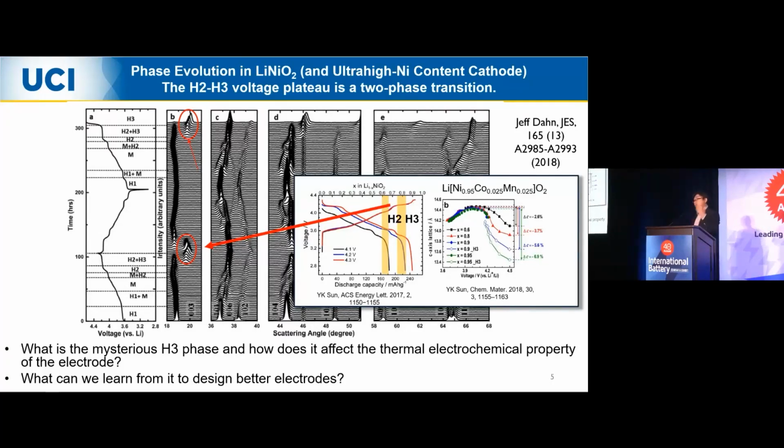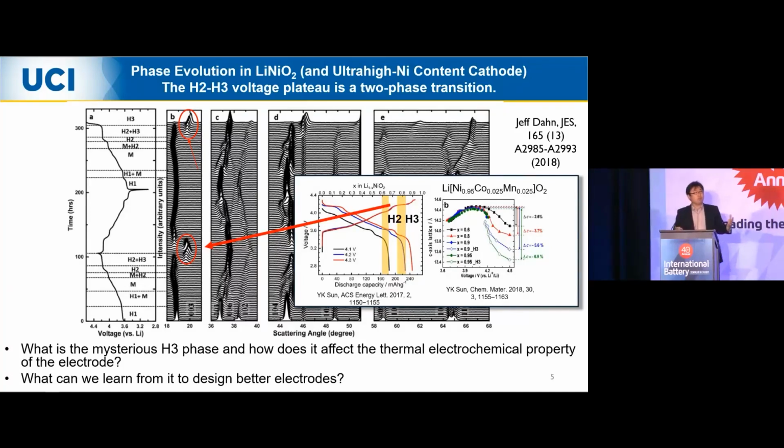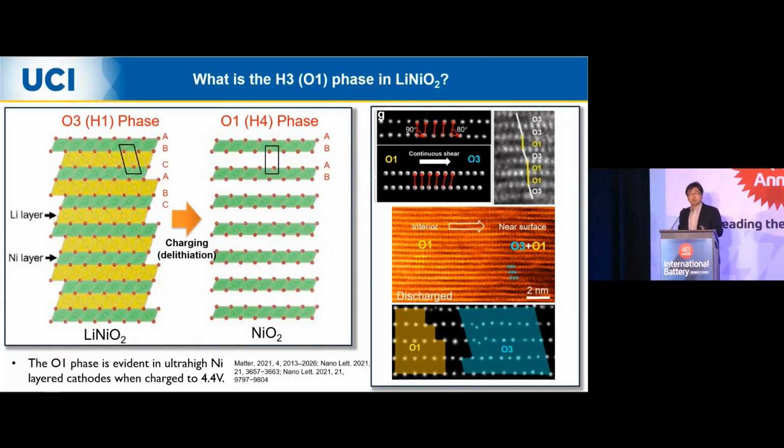The question that's worth asking here is, what is this mysterious H3 phase? How is it related to the thermal or electrochemical instability of this ultra high nickel content material? So we performed an electron microscopy study of the so-called mysterious H3 phase in lithium nickelate. What we have found is that in this mysterious phase, a large fraction of it appears as this O1 or H4 phase. That is a stacking faulted phase.